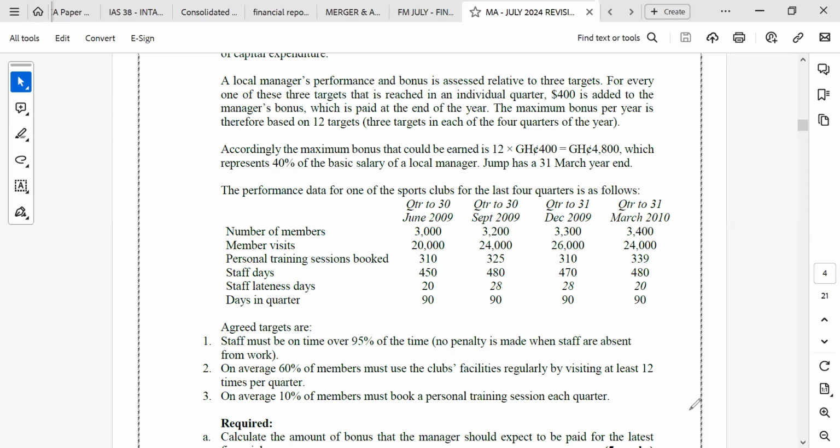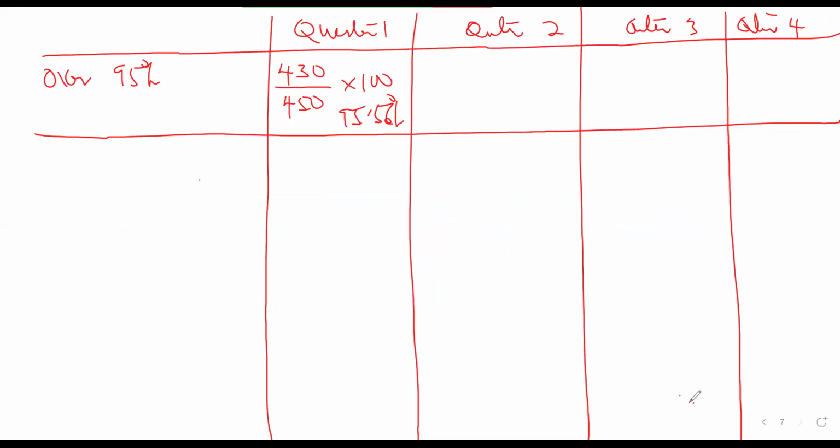It's 480 minus 28, so that will give us 452. Okay, we have 452 over 480, divided by 480 multiplied by 100. What are we getting? 94.17. The target has not been achieved here, isn't it? Yes. So let's go to the next one.